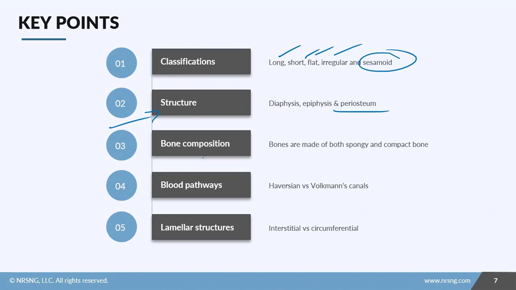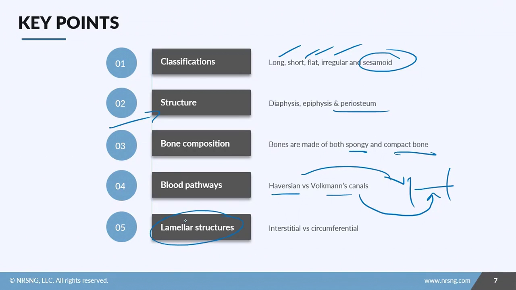Remember, when we're talking about bone composition, bones are made up of both spongy and compact bone, and they have their functions. And then when we're talking about blood, remember, we want to get blood to the bone. So how do we do this? Well, when we're going up and down, we look at the Haversian canals. And then if we want to go side to side, the Haversian canals are going to talk because you've got your Volkmann's canals. So this is your Haversian, and this is your Volkmann's canals.